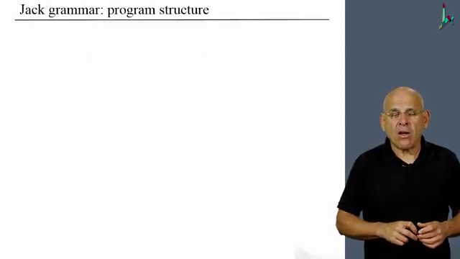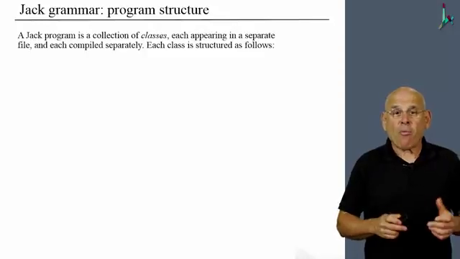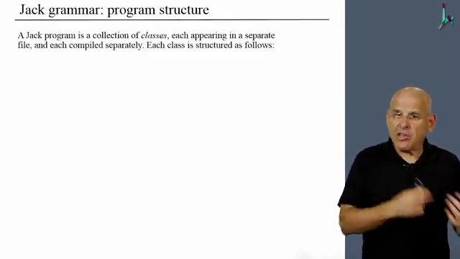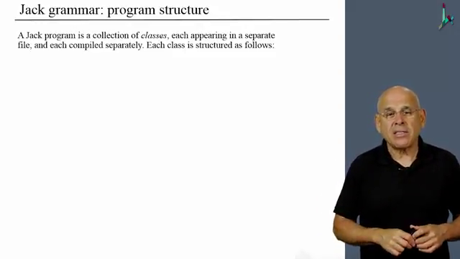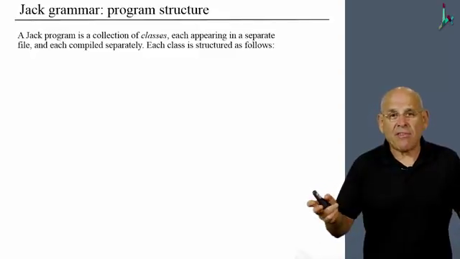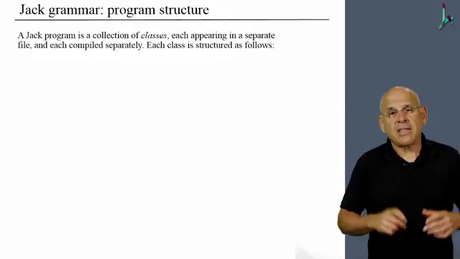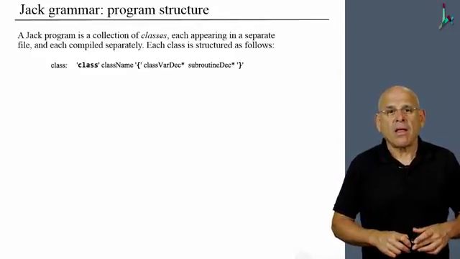All right, moving along, what about the structure of a Jack program? Well, a Jack program is a collection of 1 or more classes. Each of these classes is stored, handled, and compiled separately, just like we do with Java and other object-oriented languages. And the structure of each of these classes is as follows.